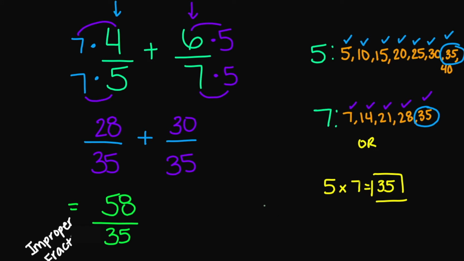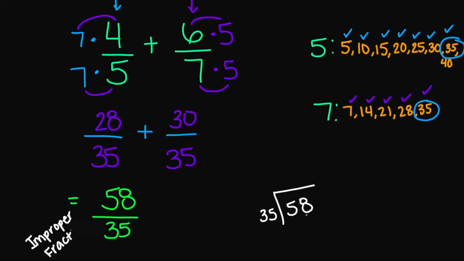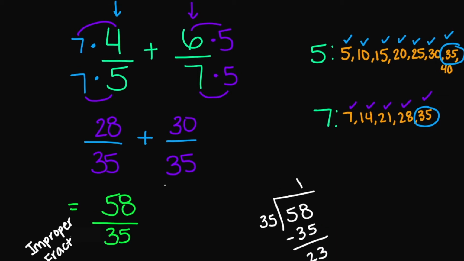So let's create some space. We have 35 on the outside and we have 58 on the inside. 35 goes into 58 one time. 35 times 1 is 35. 58 minus 35 is going to give us 23. All right, so let's go ahead and simplify. So we have 58 over 35, or you're going to get 1, which is from here, 23 over 35. So these are your answers here.